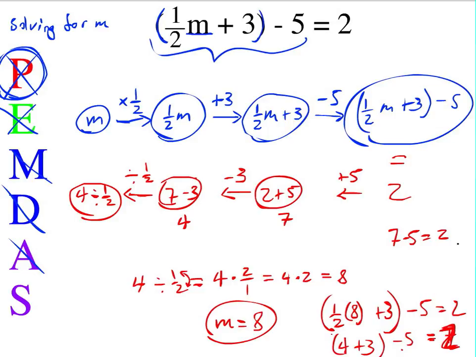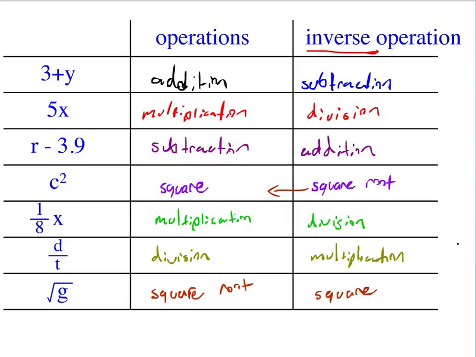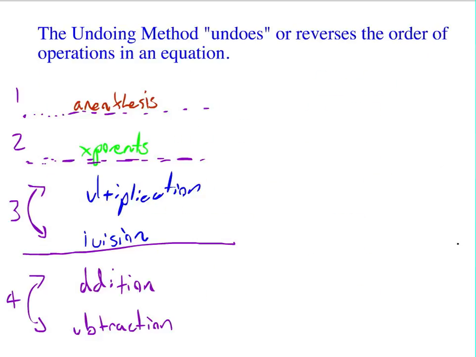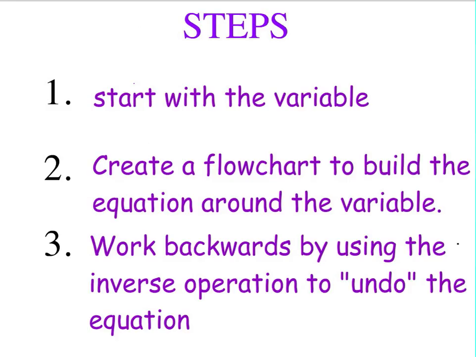So just to recap, the undoing method, we started out with identifying the inverse operations for each operation that we see in an expression. We also went over the order of operations using the acronym PEMDAS, and we also went over the steps.